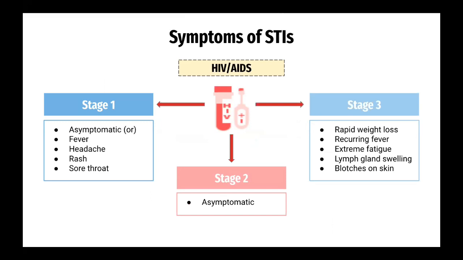During stage 1, some may be asymptomatic while others may experience flu-like symptoms, including fever, headache, rash, or sore throat. During stage 2, infected individuals may not experience any symptoms, but the virus remains active in the body. If the individual progresses to stage 3, which is recognized as AIDS, they may experience rapid weight loss, recurring fever, extreme fatigue, prolonged swelling of the lymph glands, and reddish brown or pink blotches on the skin or inside the facial orifices.